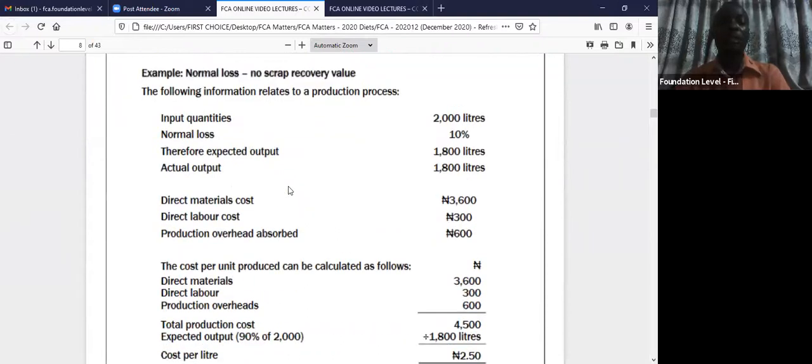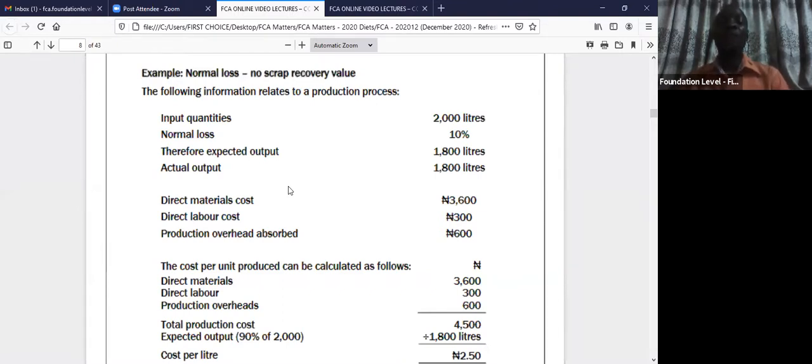Now let's look at this example we'll be using throughout. Input quantity, the materials you put in at the start, is 2,000 liters, and you are expecting a normal loss of 10%. It means your expected output should be 90%, so 90% of 2,000 gives you 1,800 liters. That is what you are expecting.